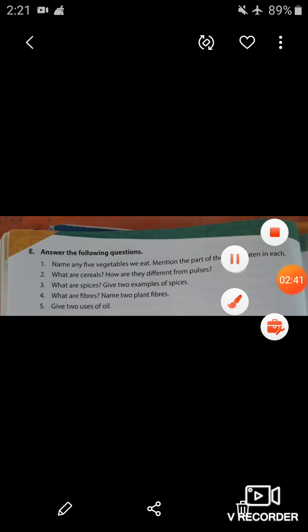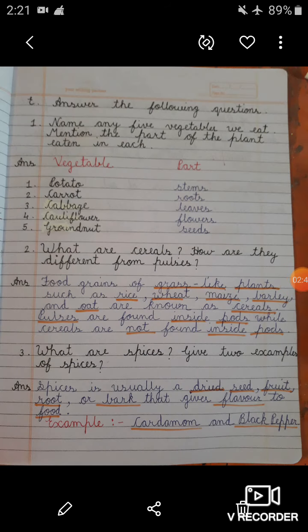So let's start. Students, first of all, you have to mention the date, then write chapter number 2, then the name of the chapter, that is uses of plants. After this, you have to mention the topic of the question: Question number E. Answer the following questions. Then you have to write question number 1. Name any 5 vegetables we eat. Mention the part of the plant eaten in each. So students, here you have to write the question, and after that you have to write the answer.